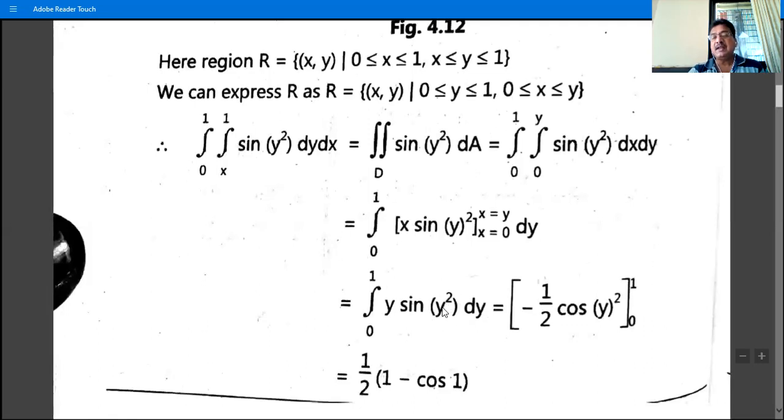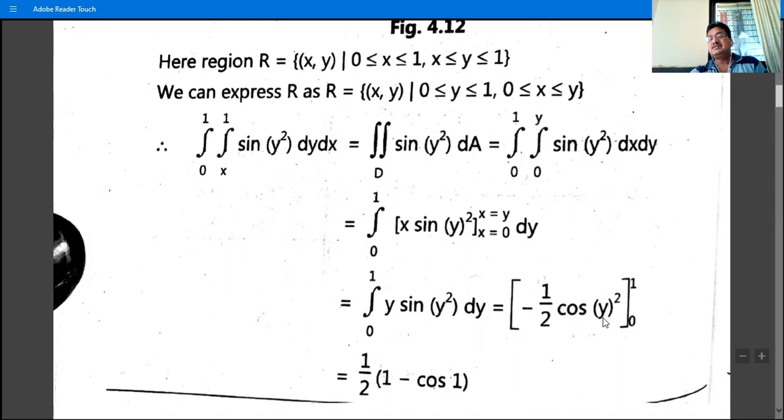So substitute y square as t. The derivative of y square is 2y dy, which is dt. Therefore, y dy is 1/2 dt. And then the integration of sine t is what? And then the limit is what? If you substitute y square as t, then when y tends to 0, t also tends to 0. When y tends to 1, t also tends to 1. So the limits are the same.